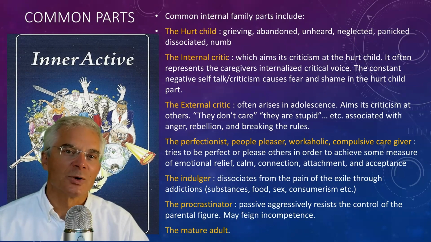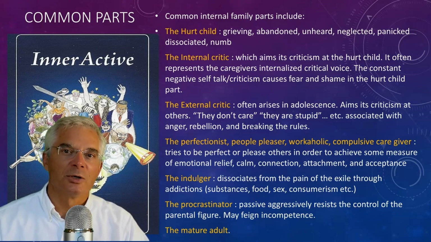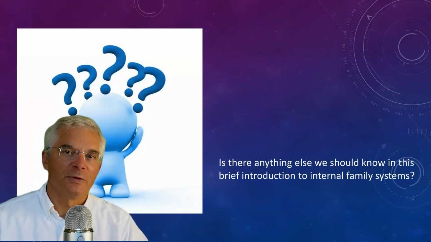The indulger dissociates from the pain of the exiles through addictions to substances, food, sex, consumerism, etc. The procrastinator passive-aggressively resists the control of the parental figure and may feign incompetence. The mature adult. And is there anything else we should know in this brief introduction to internal family systems?